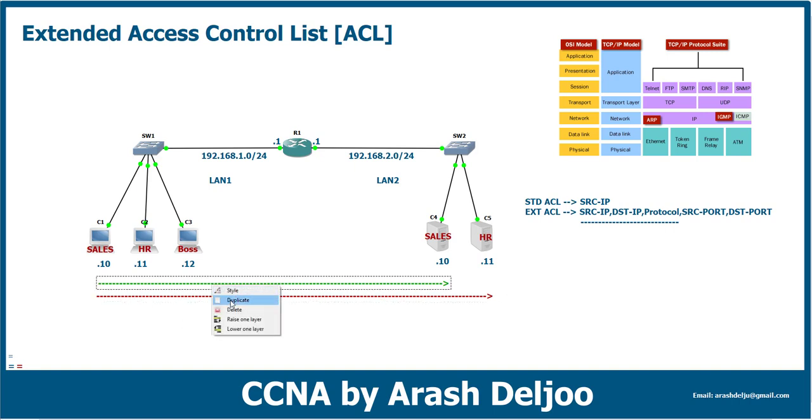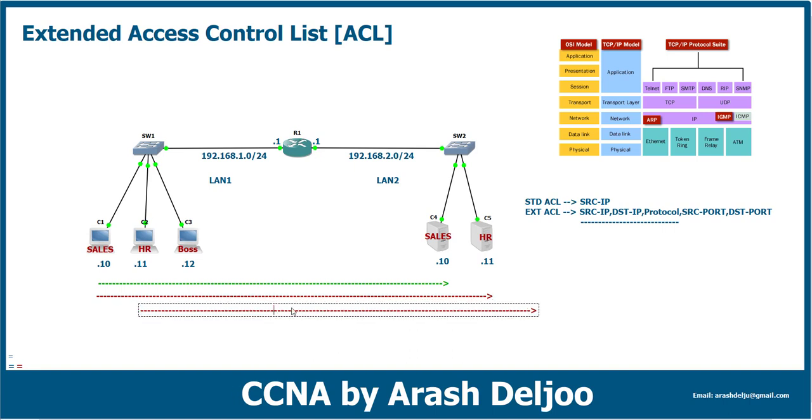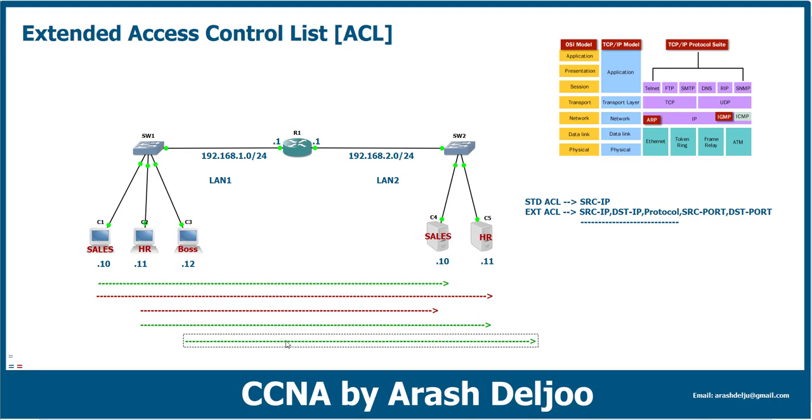About C2, we have the reverse position. C2 should not have access to C4, but it should have access to C5. After that, let me configure C3 for access to both C4 and, for example, C5. This is our policy, and we need to configure it.